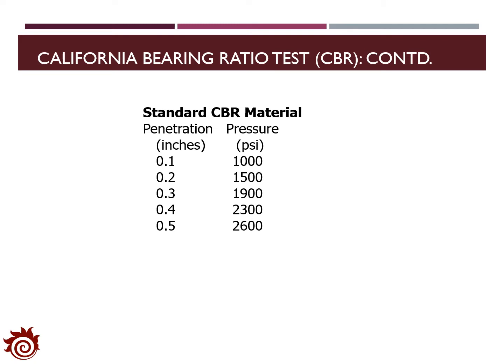In the calculation of the CBR, we have to know the load applied for standard material. The table here shows the load for standard CBR material at different penetration. At 0.1 inch penetration, the load should be 1000 psi. At 0.2, it's 1500 psi. You will observe that with a larger penetration, the load should be larger. However, the increment in load will be smaller at a higher penetration.